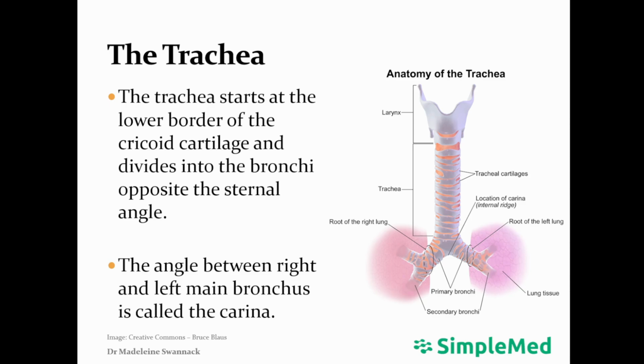The trachea starts at the lower border of the cricoid cartilage and terminates at the division into the right and left main bronchi. This occurs at approximately the vertebral level T6, which sits behind the sternal angle. The angle between the right and left bronchi is called the carina.